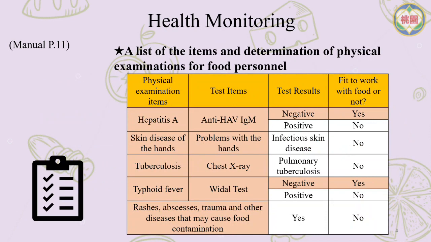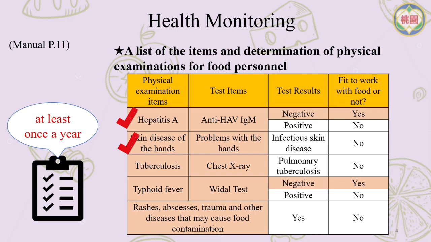Prescribed in health monitoring, newcomers to the food industry should first pass the health examination of a medical institution before being hired. The employer should take the initiative to undergo a health examination at least once a year. The physical examination items for food practitioners should include hepatitis A, hand-skin disease, rash, abscess, trauma, tuberculosis, typhoid, or other diseases that may cause food contamination.